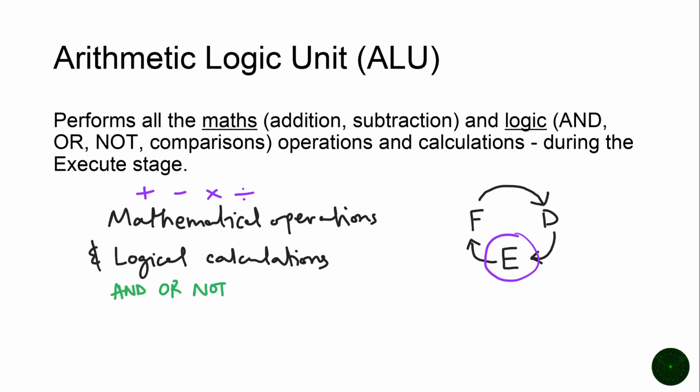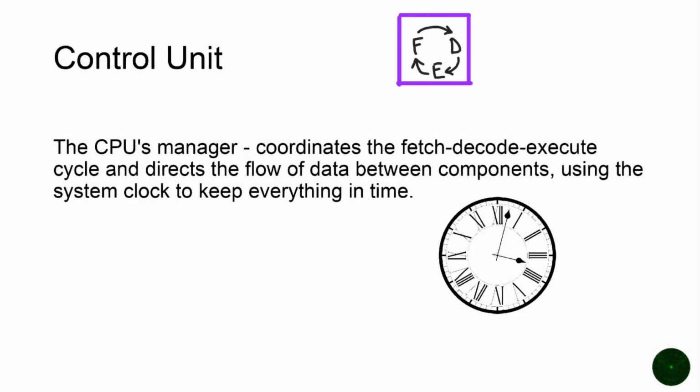Now, let's look at the main components inside the CPU that make this cycle possible. The ALU is where all the maths and logic happens. Any calculation or operation is done here during the execute stage. The CU acts like the manager of the CPU. It coordinates the entire FDE cycle and directs the flow of data between the components. It uses the system clock to keep everything perfectly timed.